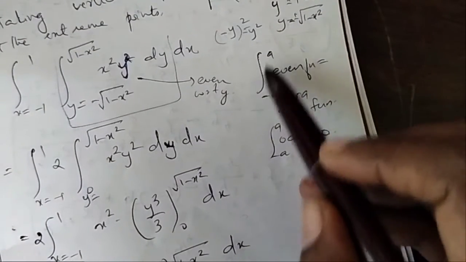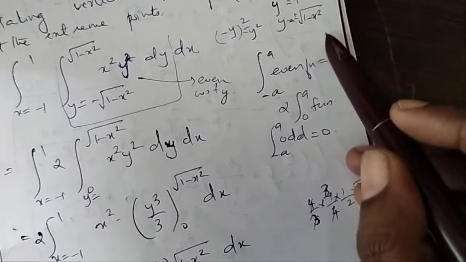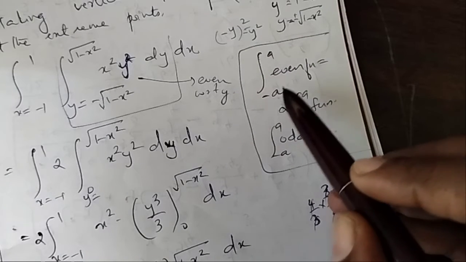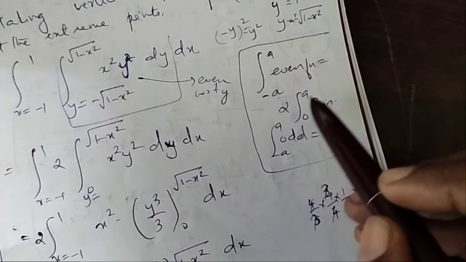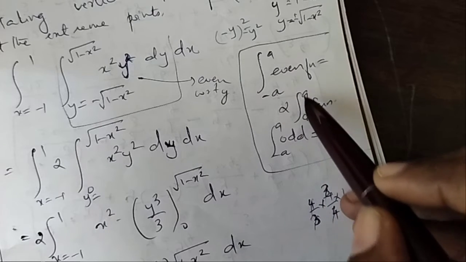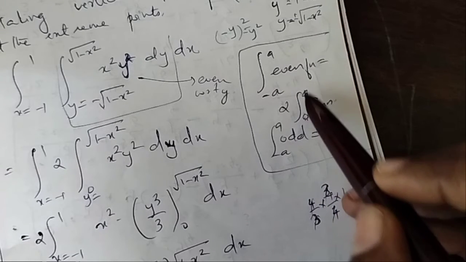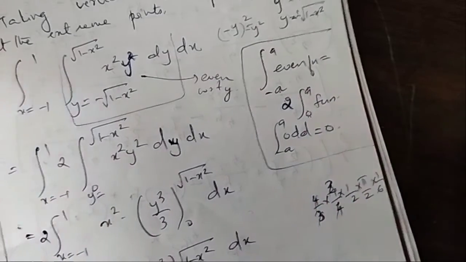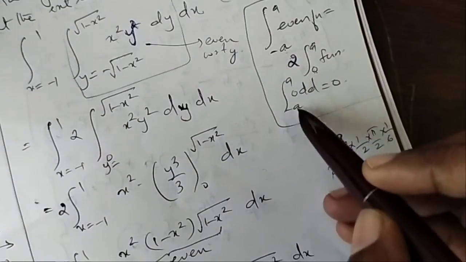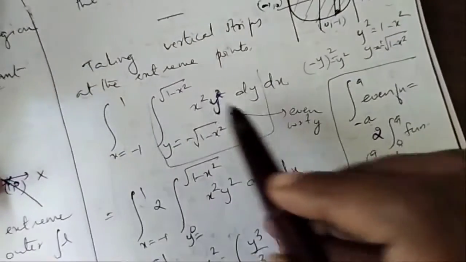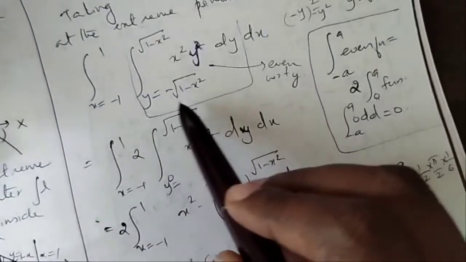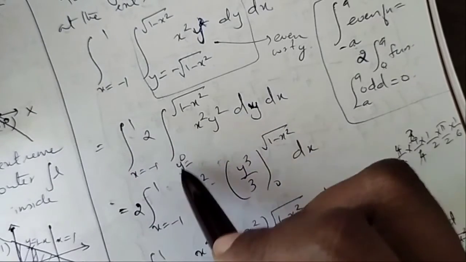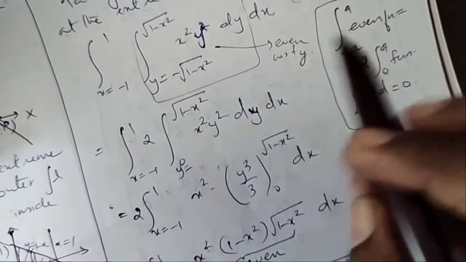We know the result that the integral from minus a to plus a of an even function is 2 times the integral from 0 to a of the function. For an even function we need to write only the integral from 0 to a, with a factor of twice. And if it is an odd function, it will be 0. Here it is an even function, so we can write minus root of 1 minus x square to plus root of 1 minus x square as 2 times 0 to root of 1 minus x square.